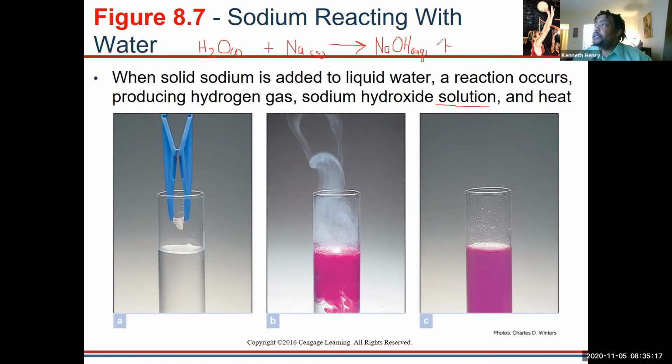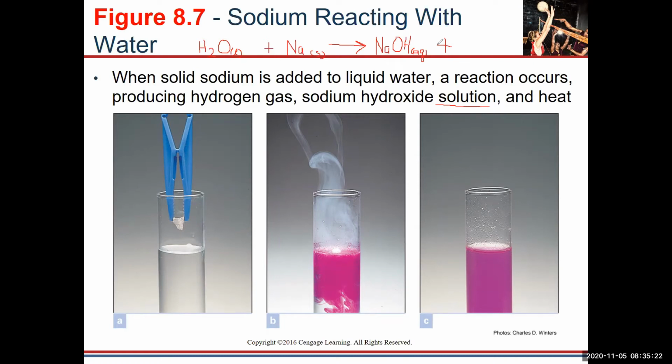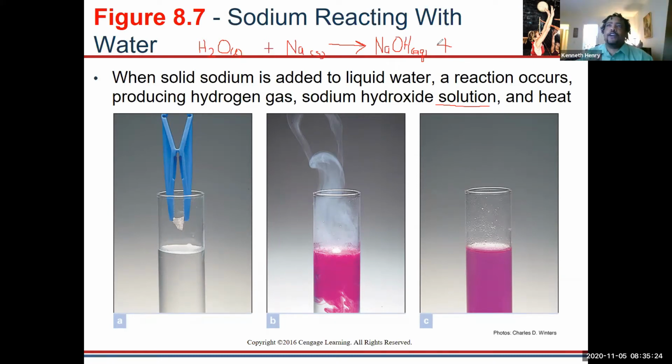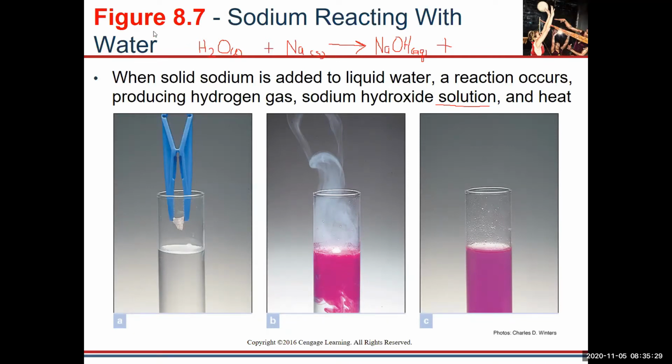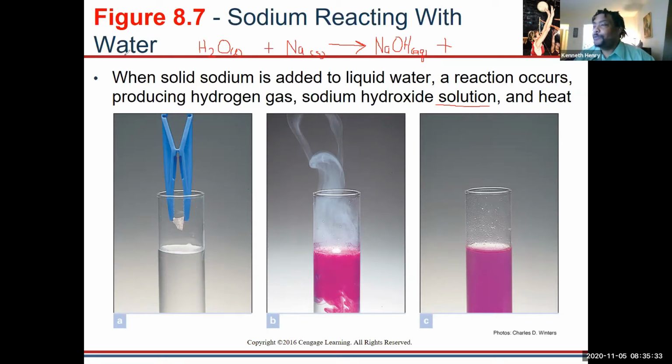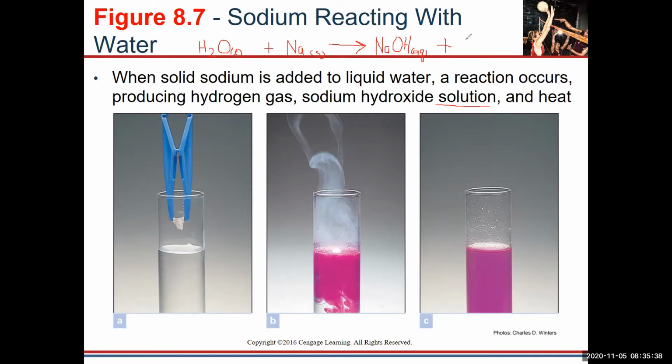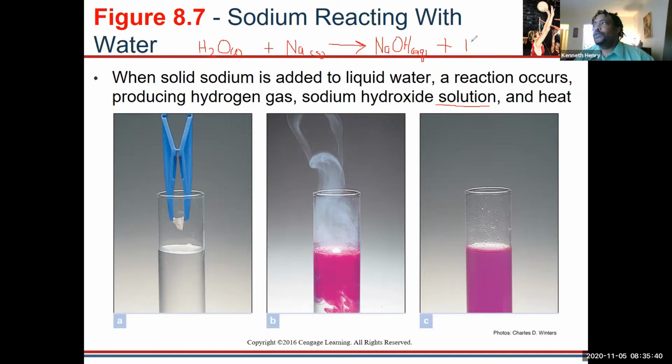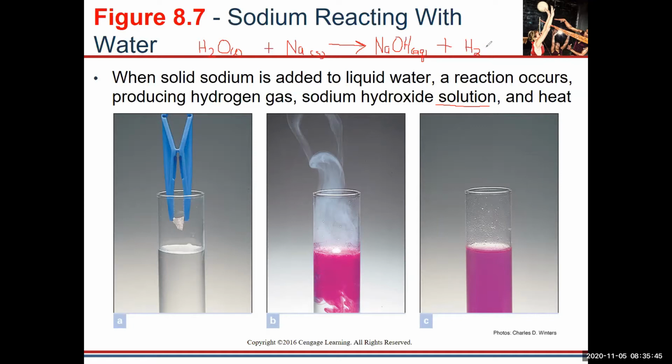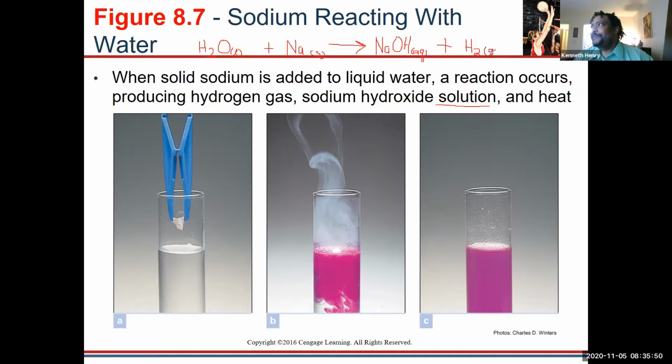So what is my other product? Hydrogen gas. What is the chemical formula for hydrogen gas? H and then the parentheses for gas. H2. Why is it H2? Because that's how it's found just in nature. It's one of the 7 diatomic elements. That's right. Don't forget your diatomics.